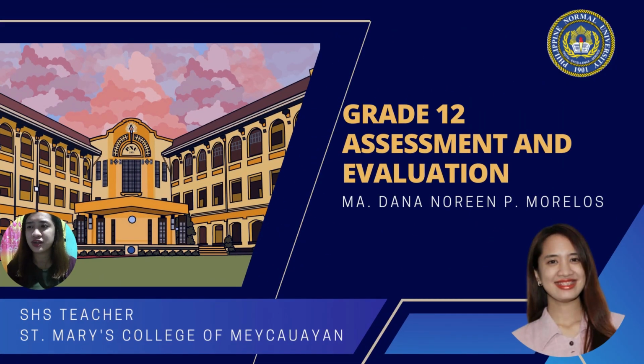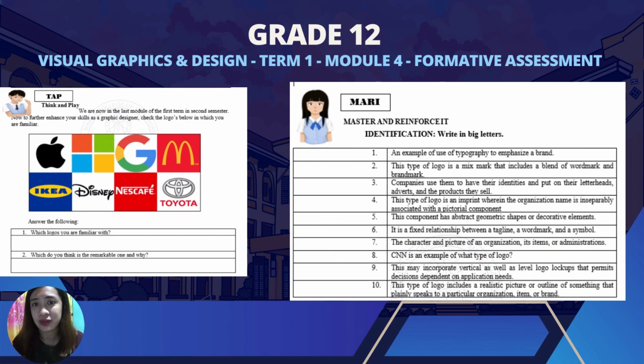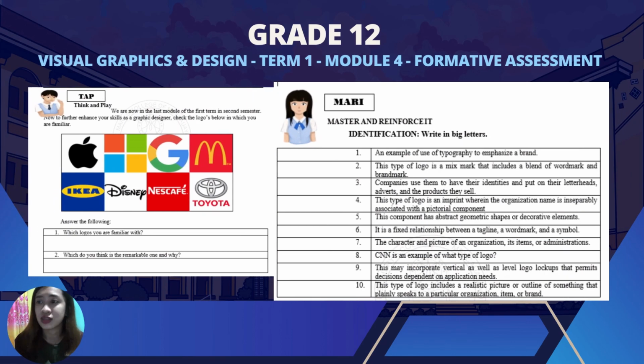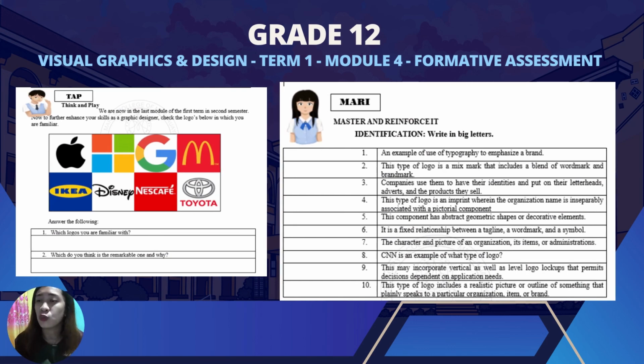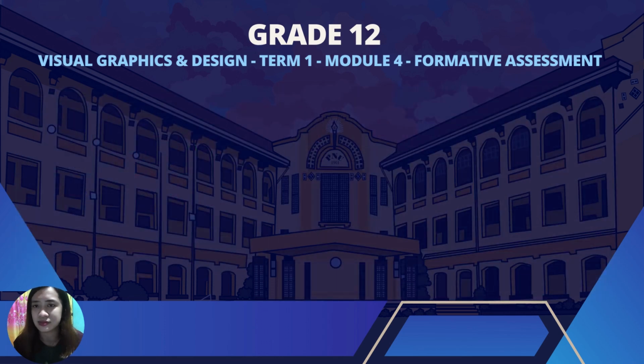Presenting the online assessment for grade 12 in module learning for the subjects Visual Graphics and Design and Work Immersion. For the Visual Graphics and Design formative assessment, the top or ticket activity for the motivation is to recognize the brand and logo under the learning target, which is to generate, analyze, edit, and refine concepts, while Marie or master and enforce it is for seat work. The learning target is to learn the process and tools needed to create meaningful design concepts.